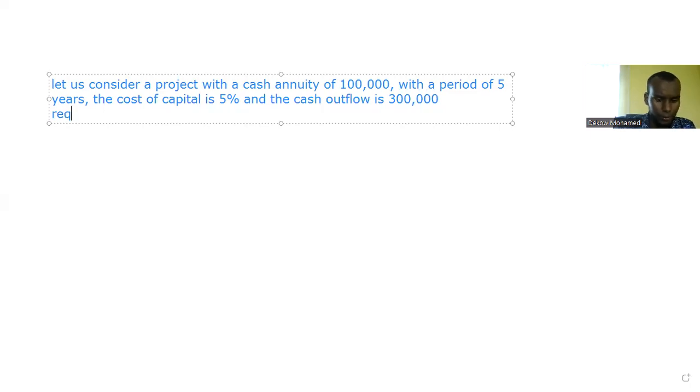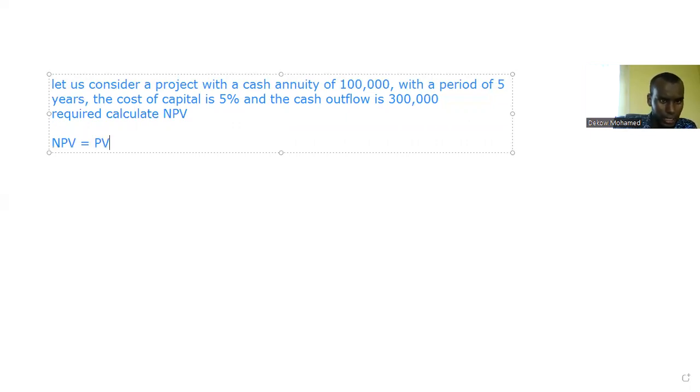Now required: calculate the NPV. Now remember, the simplest formula for NPV is equal to the present value cash inflow, PVCIF, which stands for present value cash inflow. Then subtract this from the present value cash outflow. For our case, it is PVCIF minus 300,000, because we already know the outflow is 300,000. Now the interest here is to calculate the present value cash inflow.